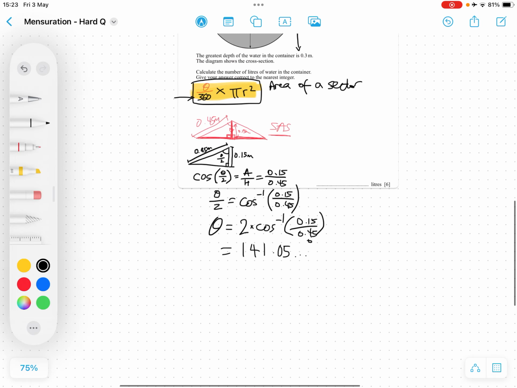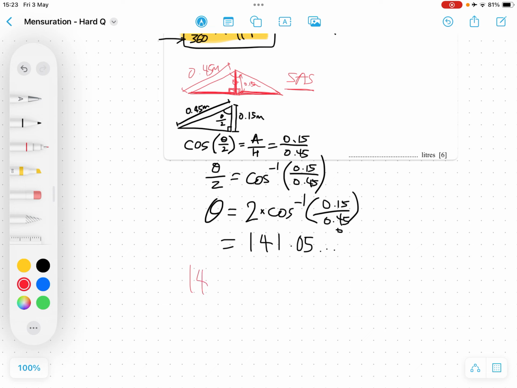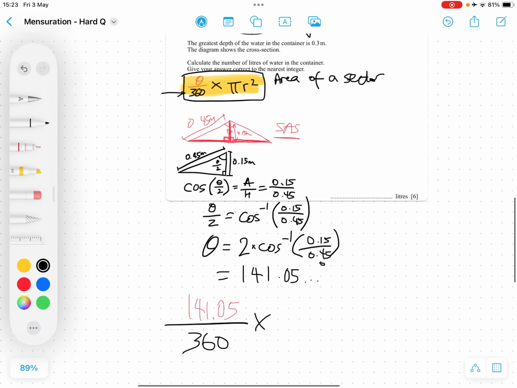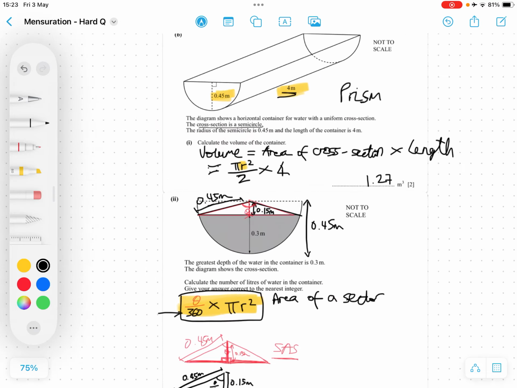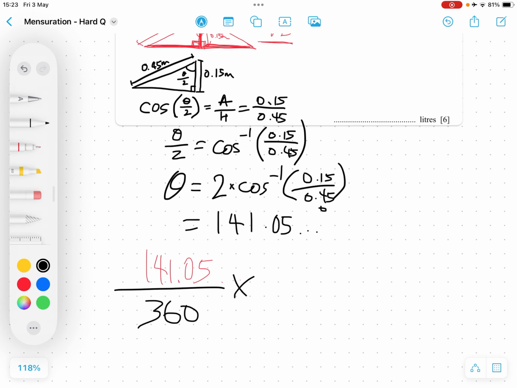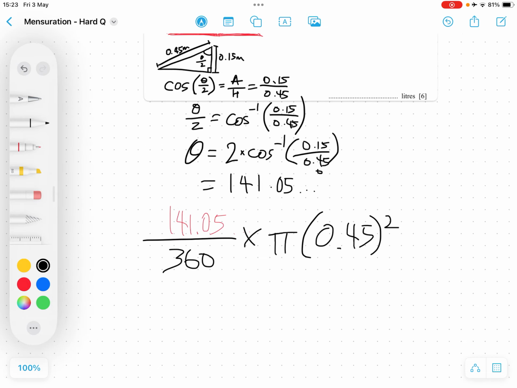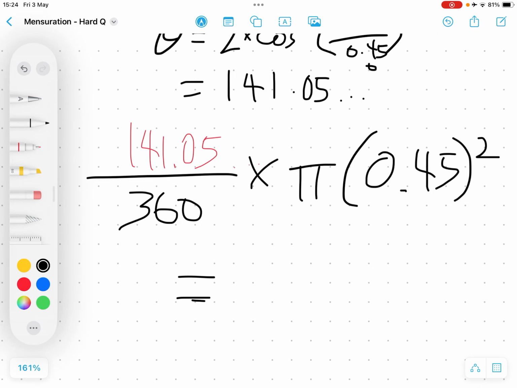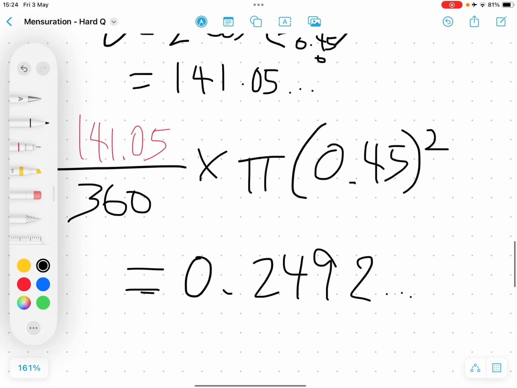So therefore the area of the sector is equal to 141.05 over 360 times pi r squared, and the radius of the semicircle is 0.45 meters. So pi times the radius squared. And if you put this into a calculator, we get that the area of the sector is equal to 0.2492 meters squared.